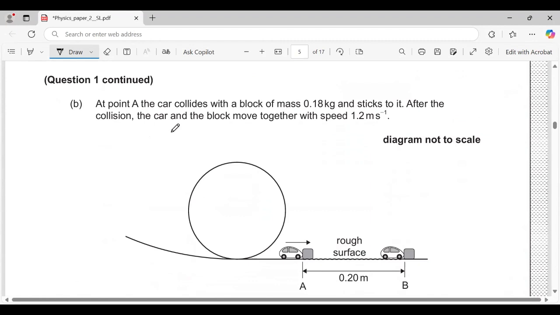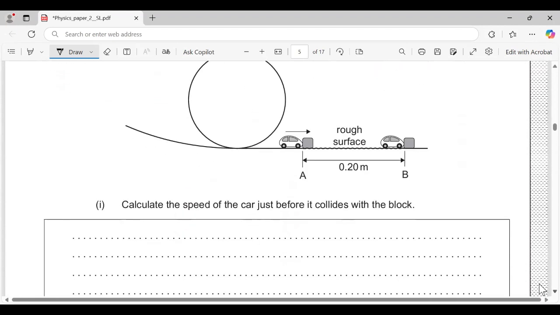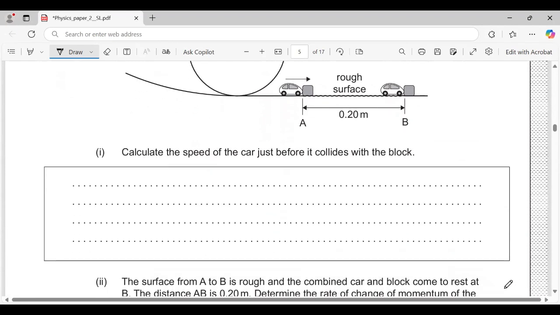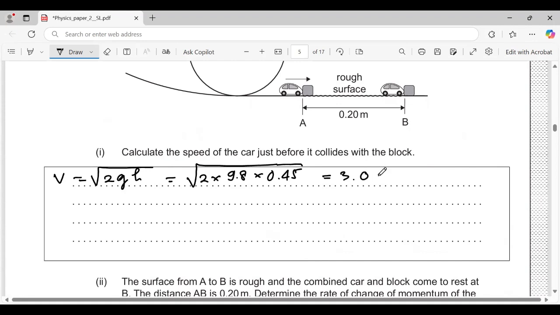Next, B. At point A, the car collides with a block of mass 0.18 kilograms and sticks to it. After the collision, the car and the block move together with speed 1.2 meters per second. Calculate the speed of the car just before it collides with the block. From part A, the velocity equals the square root of 2gh. Substituting the numbers: 2 times 9.8 times the h, which is 0.45. So it is 3.0 meters per second.